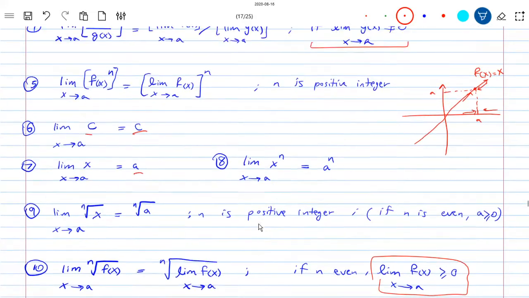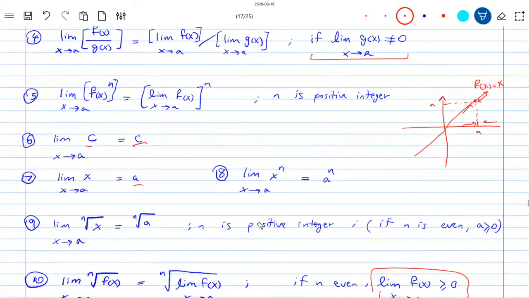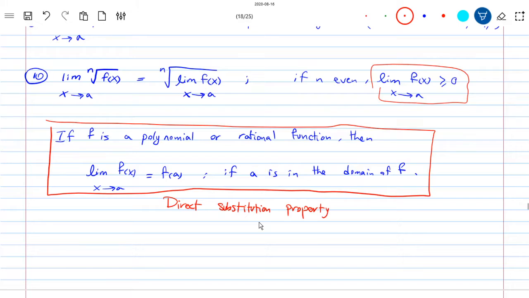By adding all these properties and using them, we can say the following. We can say this is a direct substitution property. I'm going to show you an example. It says that if you have a polynomial as a function, or a rational function, and you want to calculate the limit for that polynomial or rational function at a specific point, you can simply replace that number inside the function. You can find out what f of a is.